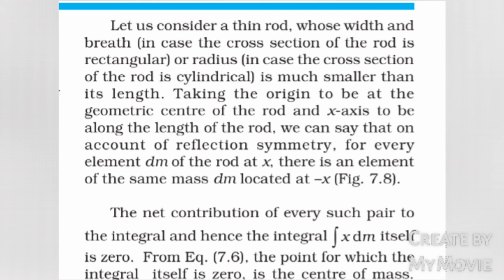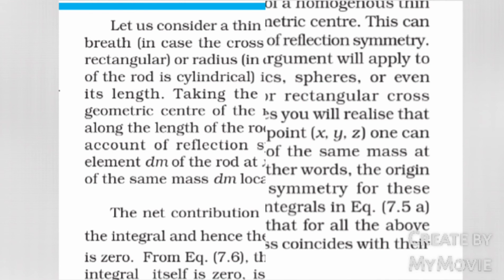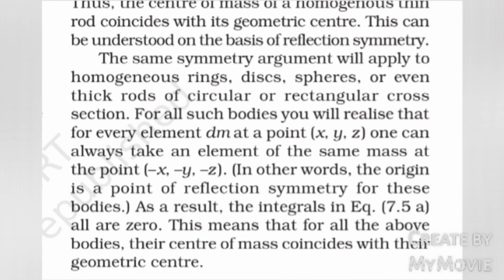Taking the origin to be at the geometric center of the rod and the x-axis to be along the length of the rod, we can say that on account of reflection symmetry, for every element dm of the rod at x, there is an element of the same mass dm located at minus x. The net contribution of every such pair to the integral, and hence the integral x dm itself, is 0. From equation 7.6, the point for which the integral itself is 0 is the center of mass. Thus, the center of mass of a homogeneous thin rod coincides with its geometric center. This can be understood on the basis of reflection symmetry.